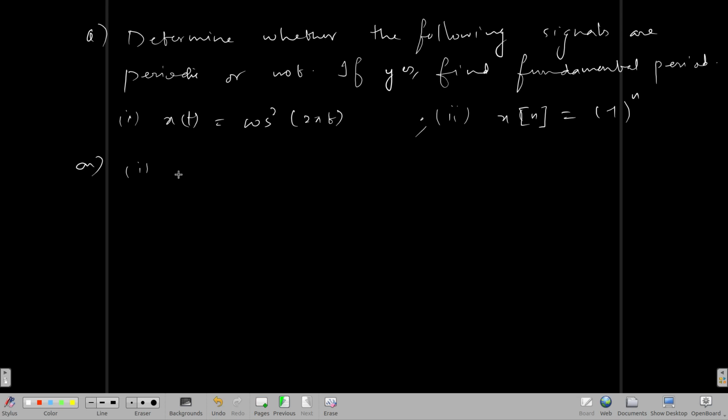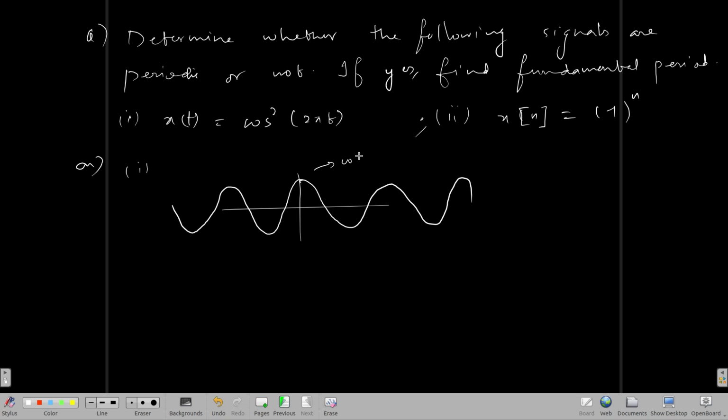The first one. You know that cos of t is periodic, right? Suppose this is cos 2 pi t. Cos 2 pi t means the fundamental period is 1 second, because this is 2 pi by T, and 2 pi by T is 2 pi, therefore T is 1 second.